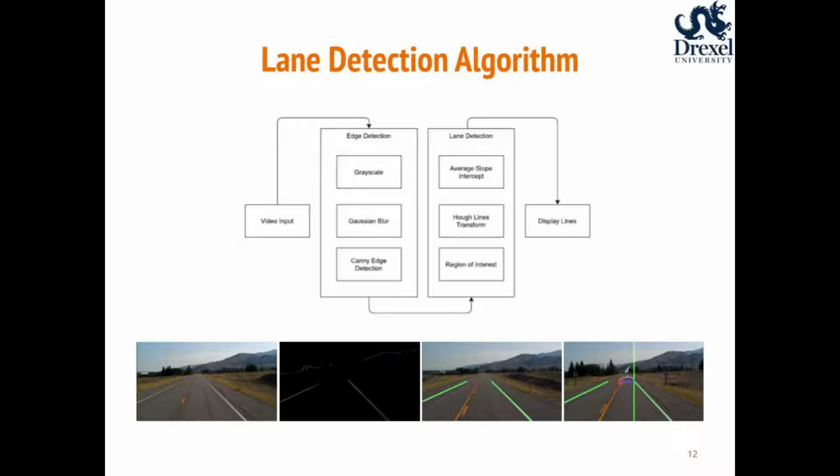After that, taking all those line segments, we go into average slope intercept, which will group all the line segments together to form the lanes that we see on the third image there. After lane detection, we would give all the information into a display lines function to display the lanes that we want to see. Granted, on that last image there's a lot more lines besides the lanes that we actually take note of. One of the big things is the blue line, or that distance line.